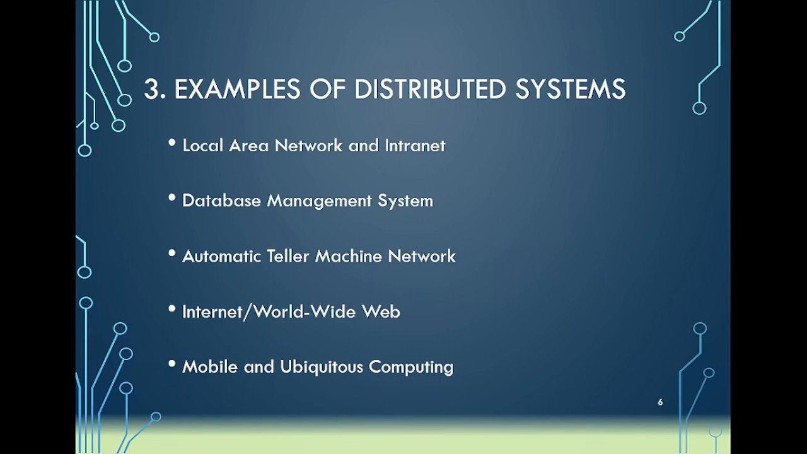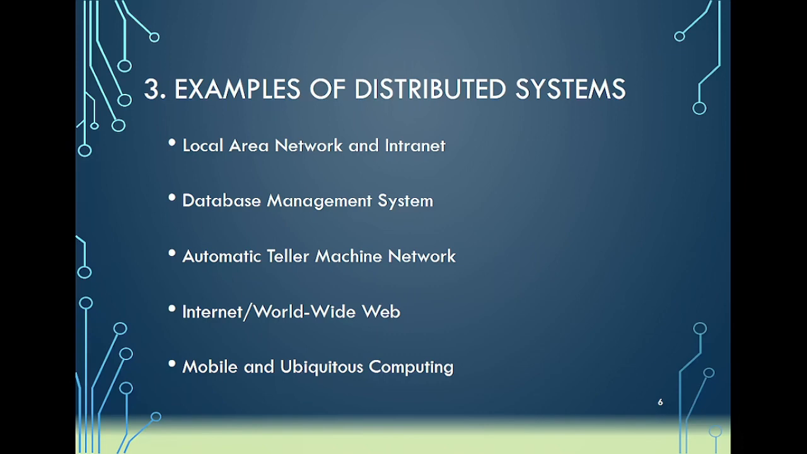We also have examples of automatic teller machine network. Yeah. So if you go to your bank, they'll assign you a particular credit card that you can always use to withdraw your money from the automatic teller machine. So these are kind of distributed systems, yeah, because you can always use an available teller machine at any given location without relying on a centralized teller.